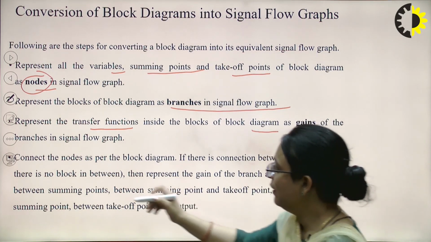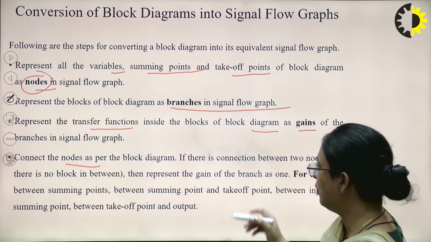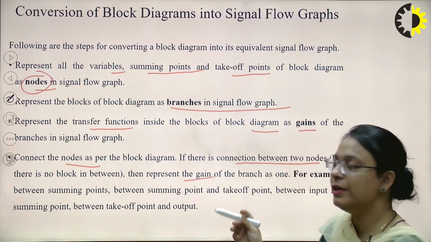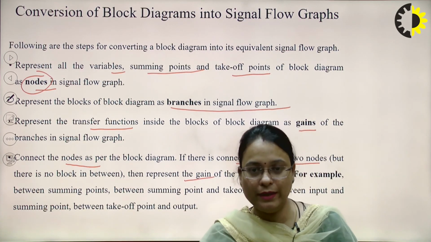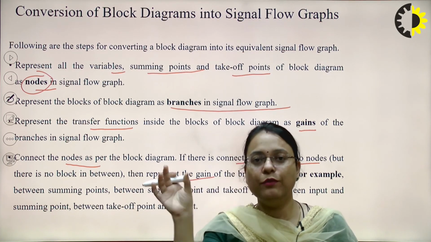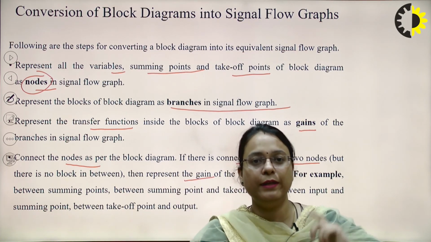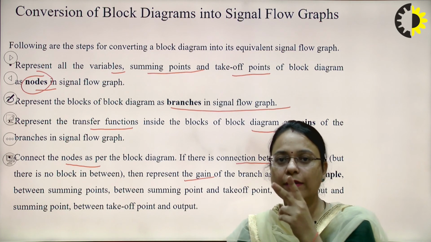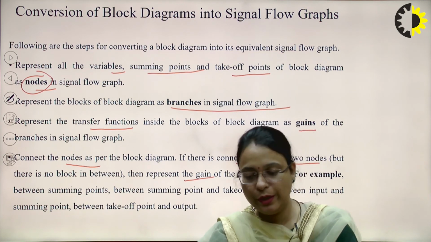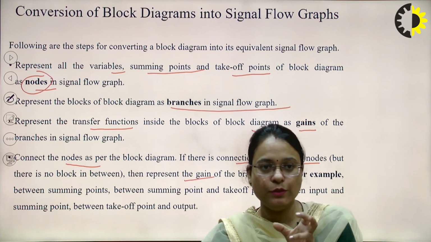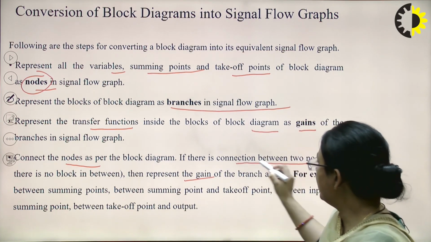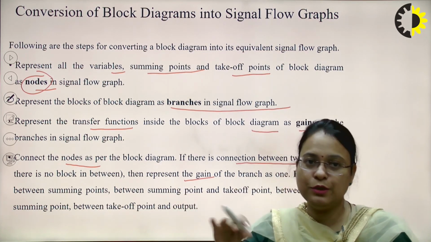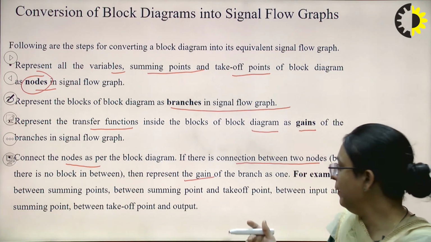Then the last one is to connect all these nodes as per the block diagram, and if there is a connection between two nodes, then represent the gain of that branch as one gain. As in block diagram representation, if two blocks are connected in series, we can represent them with a single block by simply multiplying their transfer functions. So in SFG also, we can represent the connection between the two nodes with a single gain, and that gain will be the multiplication of the two gains.